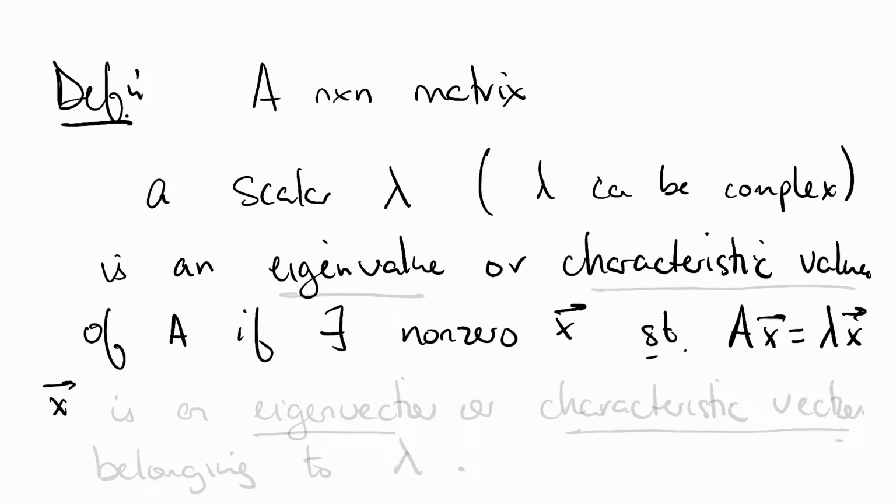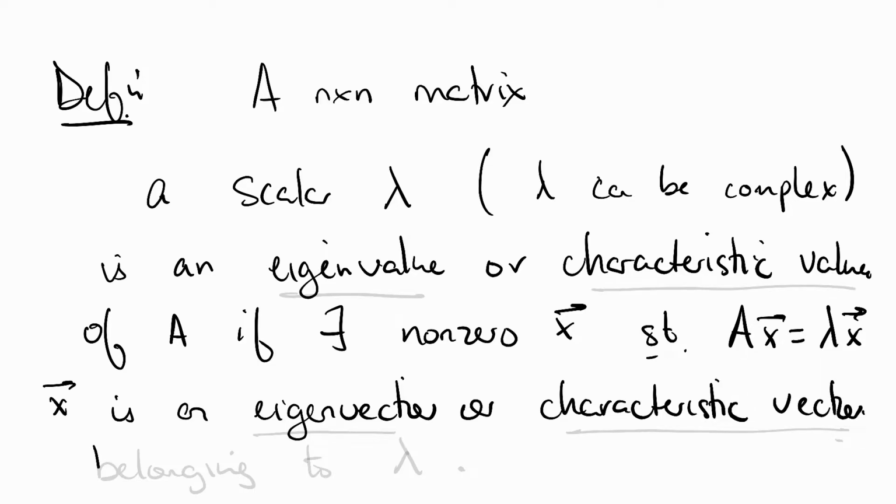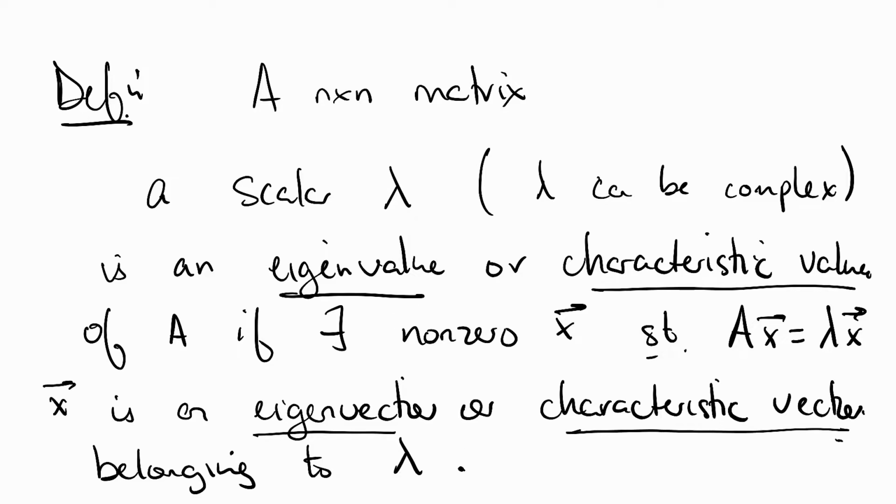Here, x is going to be called an eigenvector or a characteristic vector belonging to the eigenvalue lambda. All right.